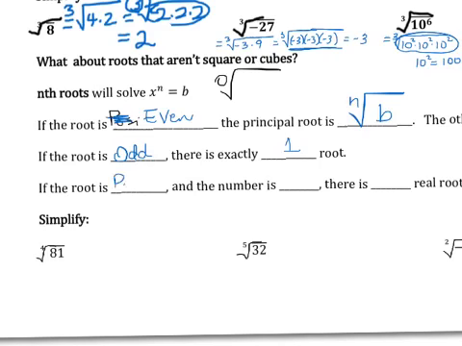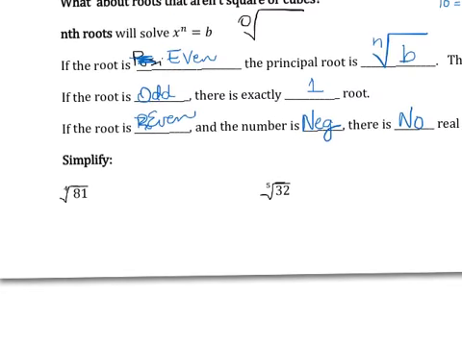If the root is even and the number underneath the radical is negative, then there is no real root. Okay, so let's do a couple here. The 4th root of 81. The 4th root tells me I need to find 4 numbers that multiply together to make 81. So I have 9 times 9 to start, and then 9 makes 3 times 3, and 3 times 3. So I've got my 4, and that's equal to 3.